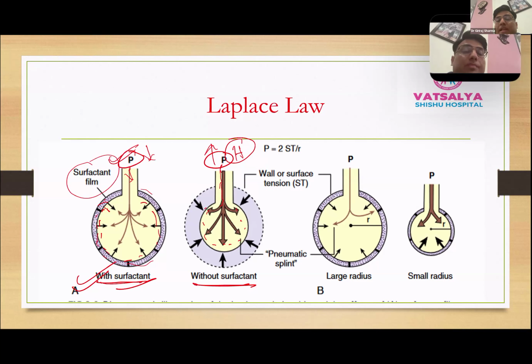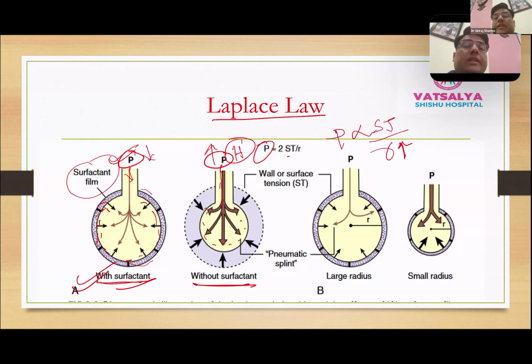Second, by Laplace law, the second method to keep alveoli open is by pressure, increasing the radius of the alveoli. If we increase the radius of alveoli, then the pressure required to keep alveoli open will be reduced by Laplace law. So the pressure required to keep alveoli open is directly proportional to the surface tension and inversely proportional to the radius. If we increase the radius by giving pressure, then the pressure required to keep alveoli open will be reduced.